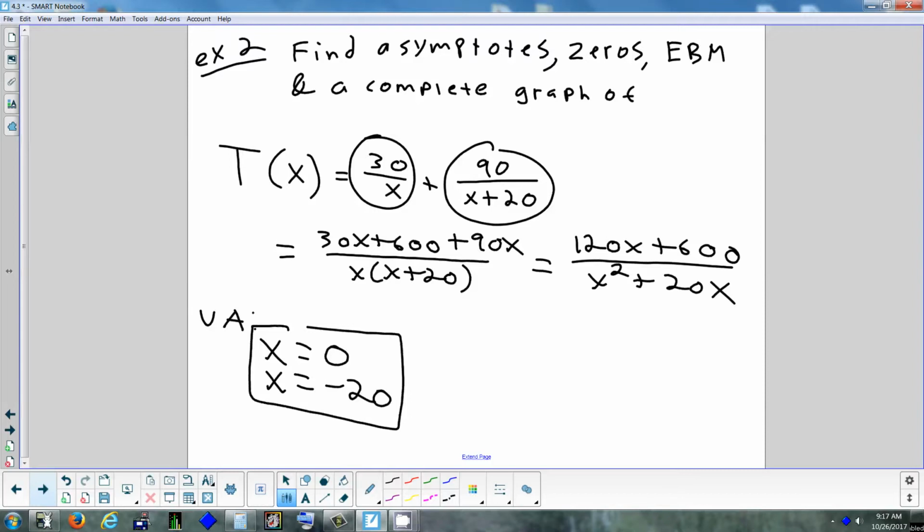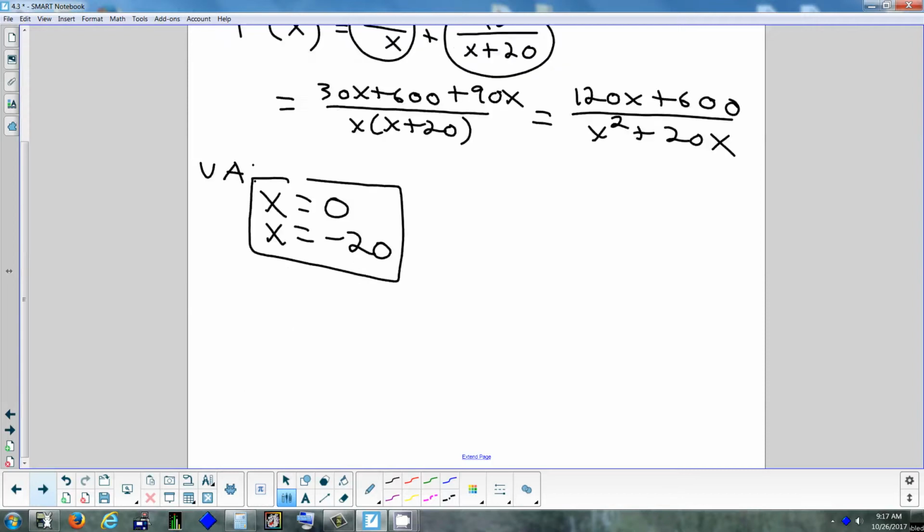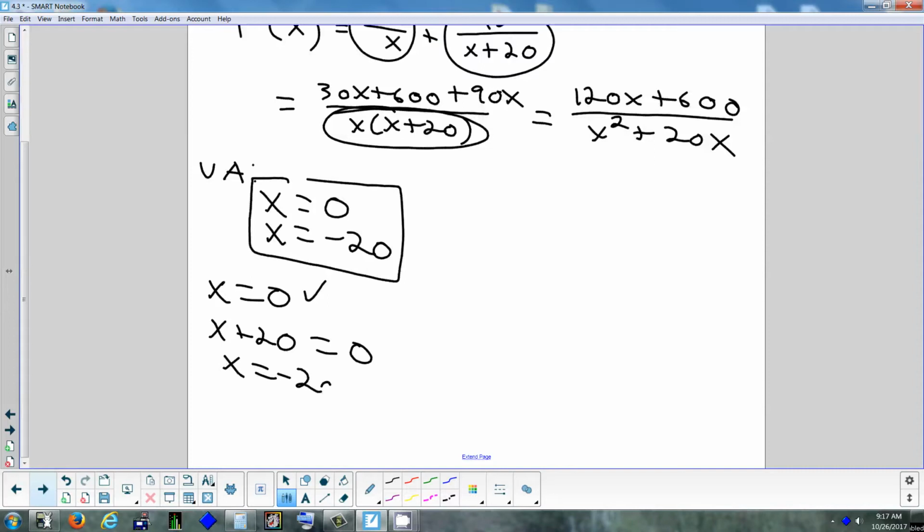Can you re-explain how you do the denominator? So we're looking at that. You're going to set the first factor equal to 0, and then set the second factor equal to 0. Oh, okay. Well, when you set the first one equal to 0, it's already done. The second one, you just subtract 20 from both sides, and there's your other one. Okay, so there's your vertical asymptotes.